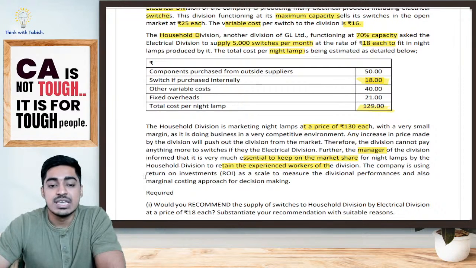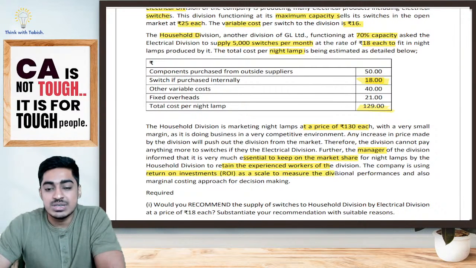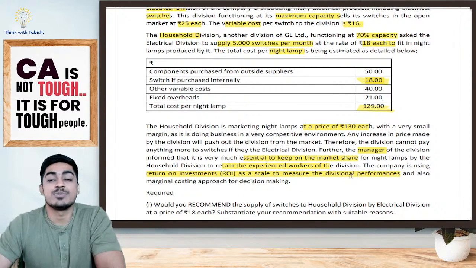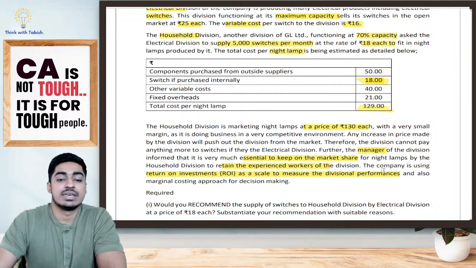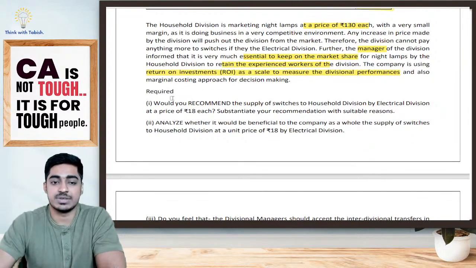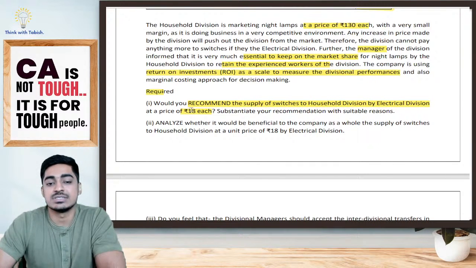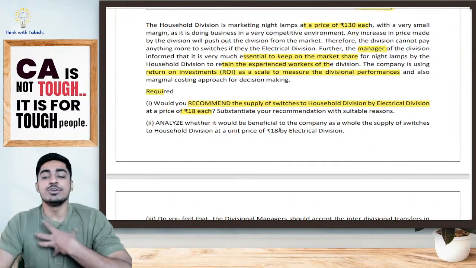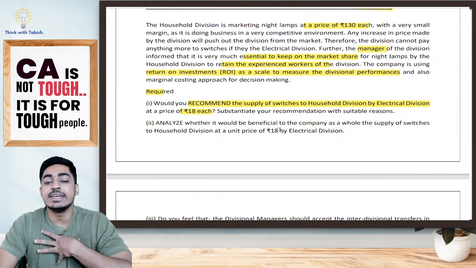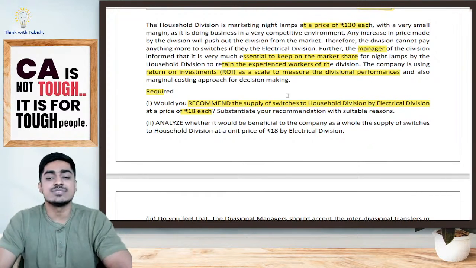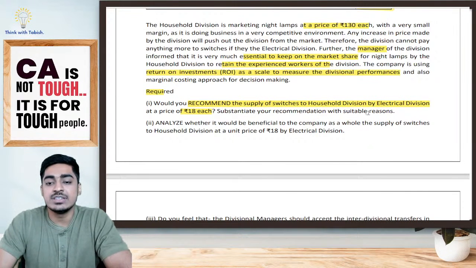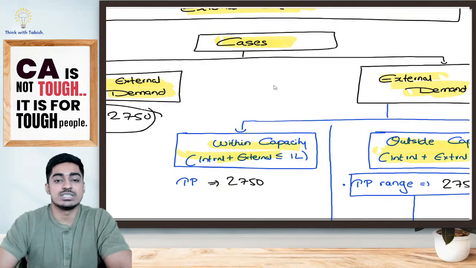Again, the company is using return on investment as a scale to measure divisional performance. We are measuring performance based on ROI, and it is using marginal costing for decision making. Required: would you recommend the supply of switches to the household division by the electrical division at 18 rupees? If you were the electrical division, the transferor, will you transfer it at 18 rupees? We will never transfer. Yes or no? Substantiate with suitable reason.